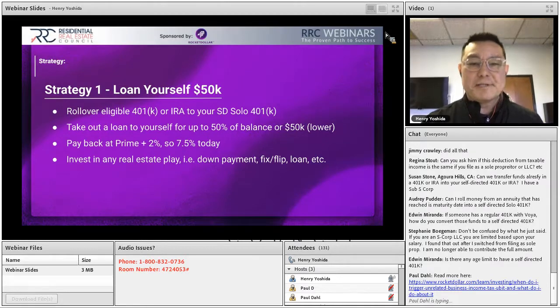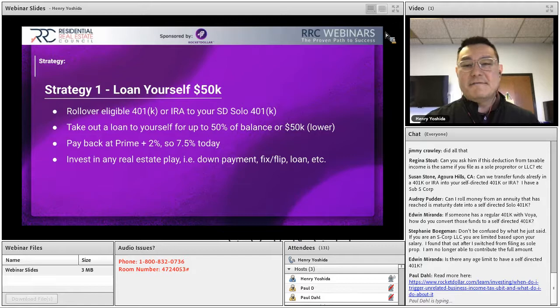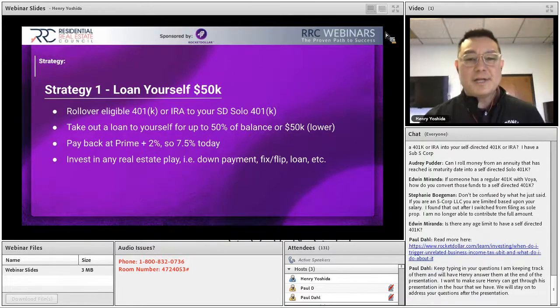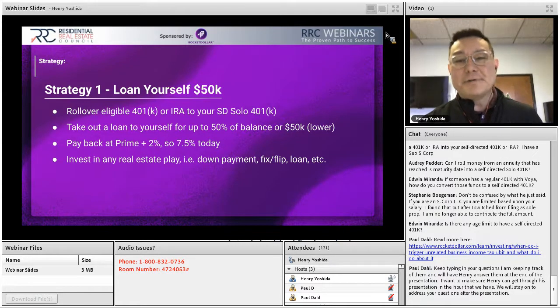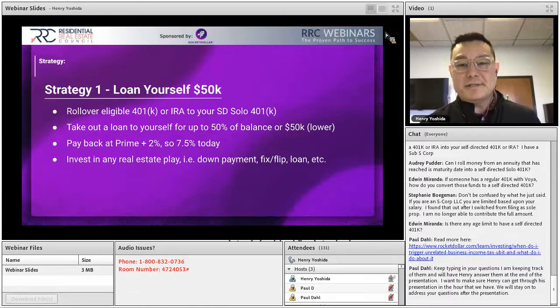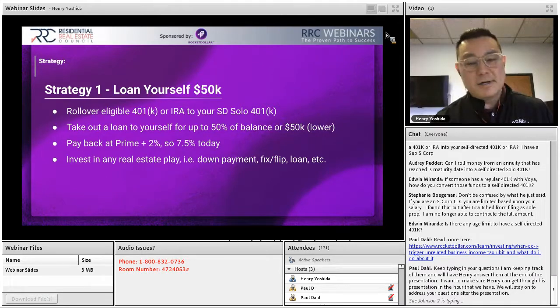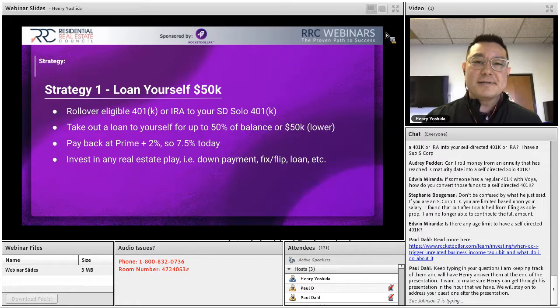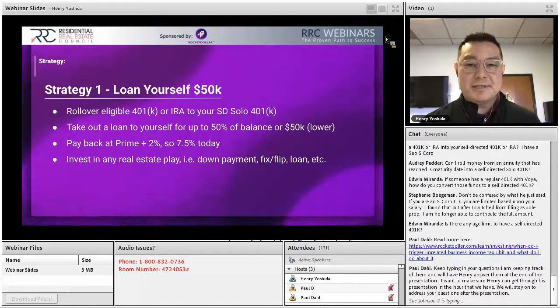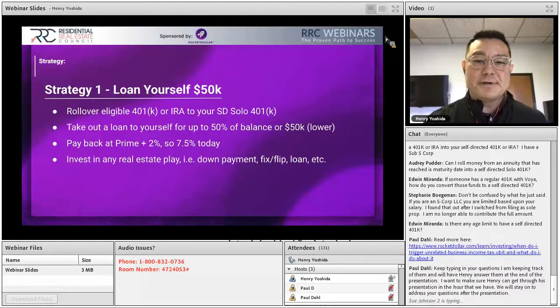Let me give you some number examples. If you just have a $50,000 solo 401k, then the max loan you could take is 25,000, because it's 50% of the balance. In this case, 25,000 is lower than 50,000. But if you have 100,000 or more, and even if you had 200,000 in your self-directed solo 401k, the maximum loan you could take to yourself is still 50,000, because that's lower than 50% of a $200,000 account, or $100,000.